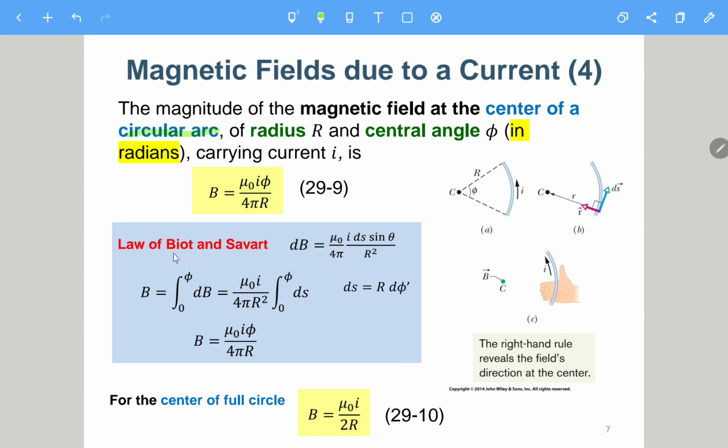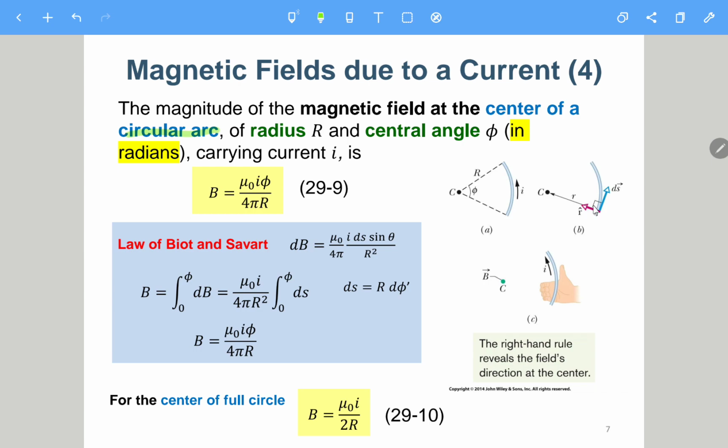So we can simply verify it with the Biot-Savart law. We have dB equals mu 0 over 4 pi I ds sine of theta over r squared. B is the integration of dB from 0 to phi, so we're integrating in this direction. Here we would like to calculate the B field at the center only. At other points, we don't have an elegant expression. So we only consider the B field at the center of the arc.